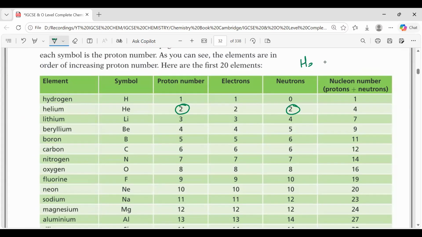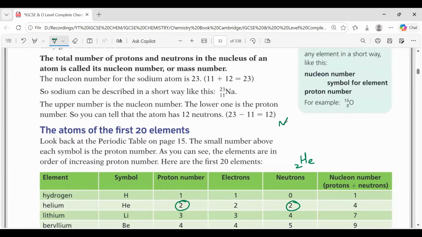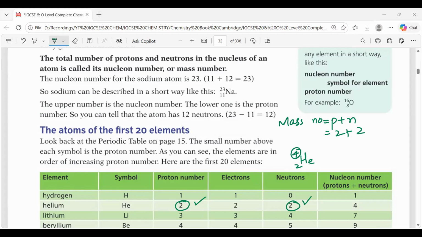So what will be the mass number? How do we get the mass number? Mass number is proton plus neutron. So you have 2 protons plus 2 neutrons, so 4. Atomic mass will be 4. Why are you confused? Sometimes I'm wrong. We can do this on another slide in OneNote.